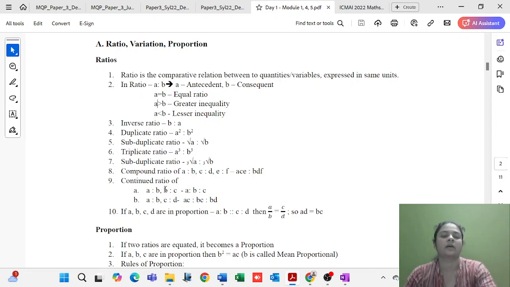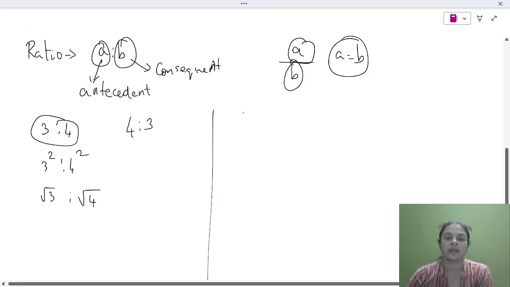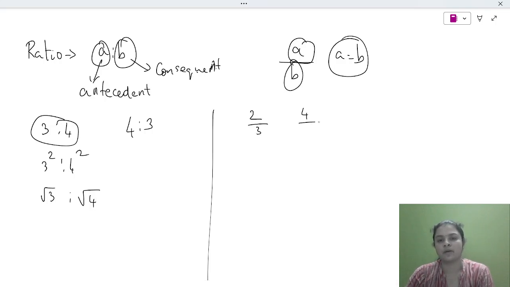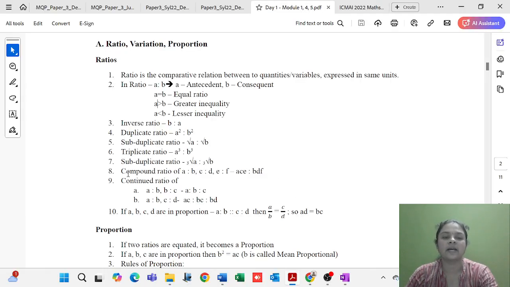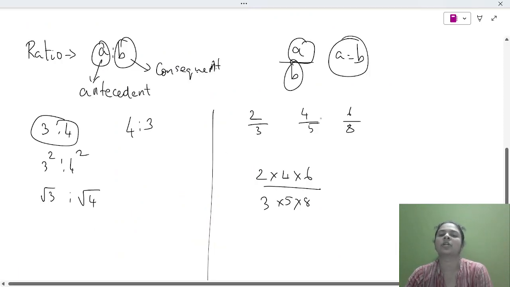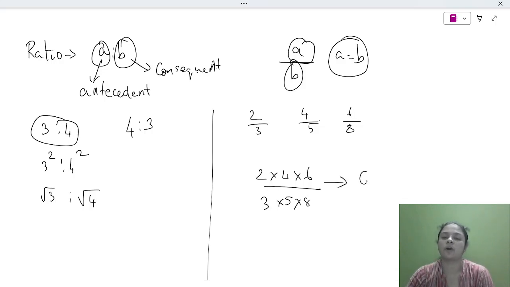Now, the next important property. If I have 2 or 3 ratios, like say 2 is to 3, 4 is to 5, 6 is to 8. Now, if I want to combine all the 3 ratios, then I can write it as the numerators multiplied and the denominators multiplied. So, this is called the compound ratio, where the numerators are multiplied and the denominators are multiplied.